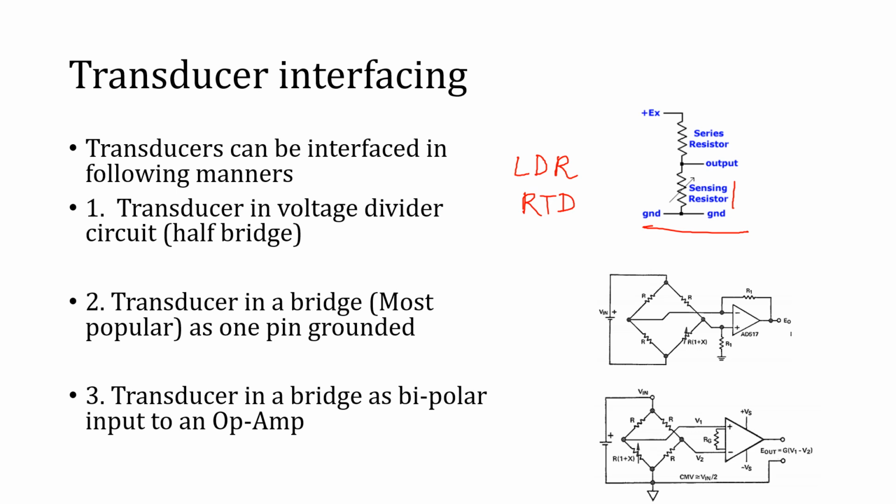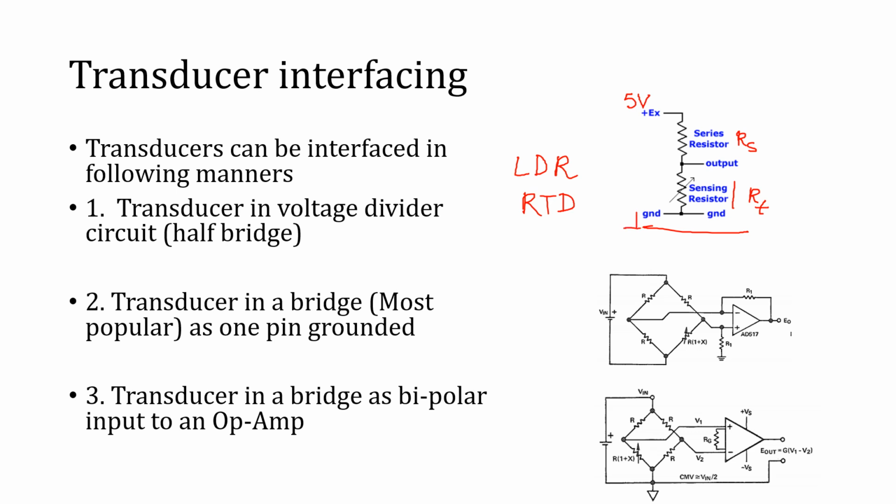The first option is to connect that transducer into a resistive network where we have a known series resistance, let's say RS, and the transducer, which is RT, and we connect them in series. On one side we can connect 5 volt or excitation voltage, whatever it is, maybe 10 volt, but usually we keep it 5 volt so that the next circuit can easily handle this.